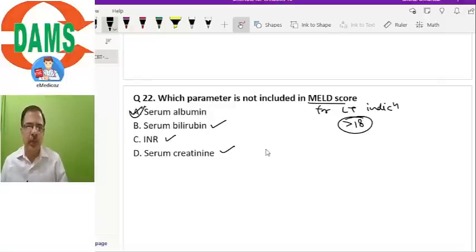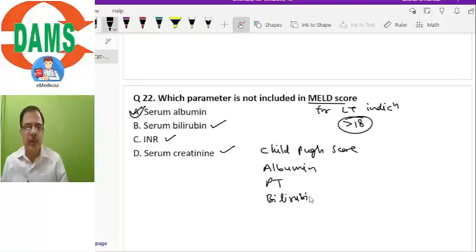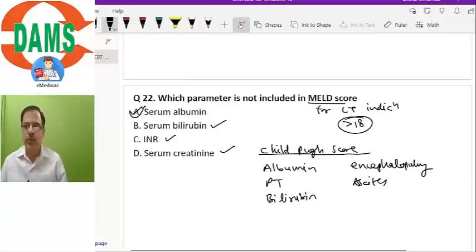The Child-Pugh score is also for the severity of cirrhosis. So in the Child-Pugh score, we take albumin, prothrombin time and bilirubin, as well as two important clinical parameters of encephalopathy and ascites. These 5 parameters are for the Child-Pugh score.